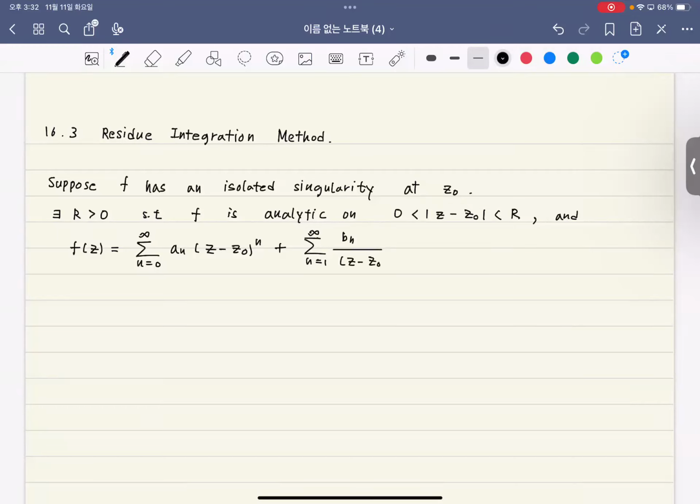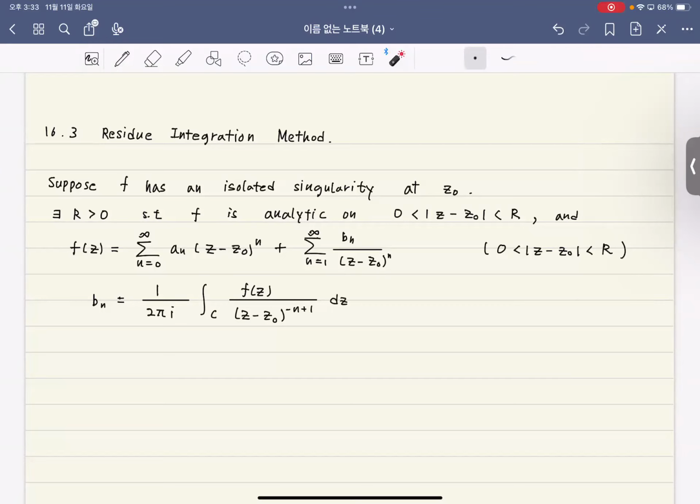(z - z0)^n. Okay, so this is the Laurent series, and today I want to focus on the terms where these negative powers of z - z0 appear, and for these coefficients, the Laurent theorem says that these numbers are 1/(2 pi i) times the integral of f(z) times (z - z0)^(-n+1).